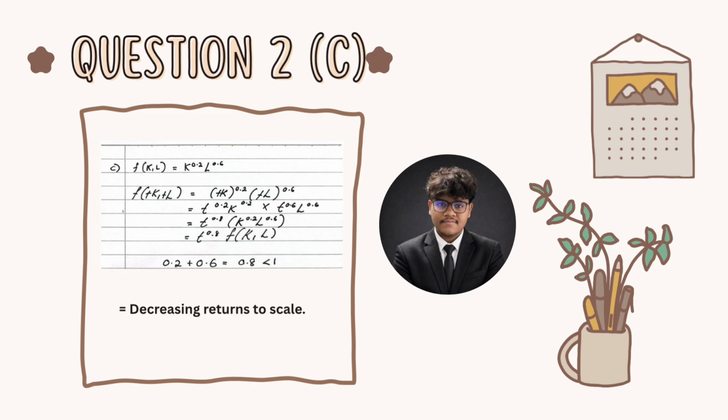This means that when both capital and labor are increased proportionally, output increases by a smaller proportion than the increase in inputs. For example, if both inputs are doubled, output increases by only 2^0.8, which is approximately 1.74 times rather than doubling. Therefore, the final conclusion is that the production function shows decreasing returns to scale.